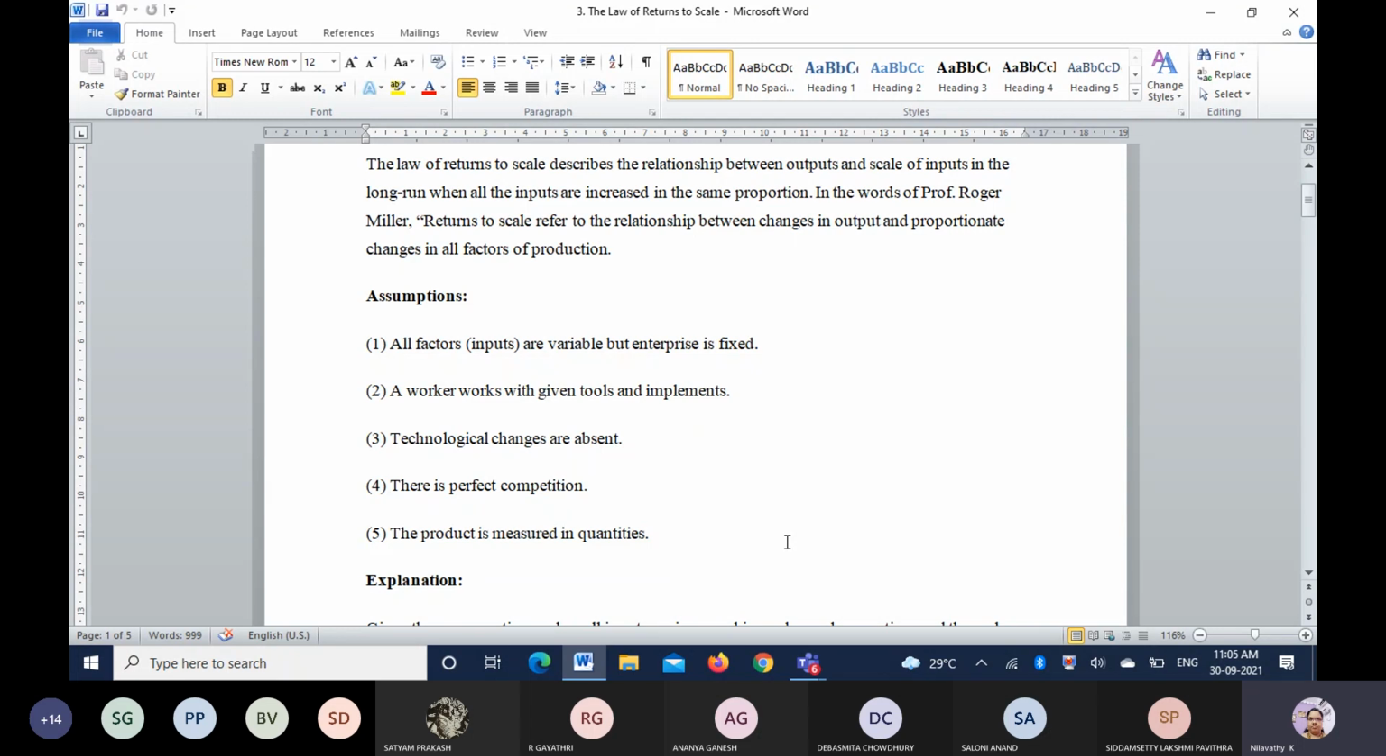The first one is all factors are variable, but the enterprise is fixed. Okay, so all the inputs that are used are variable. That is, when increased input is used, what happens to output? That is what we are going to study now. So the factor inputs are variable, whereas the enterprise or the sector in which we are going to make a study, that is fixed.